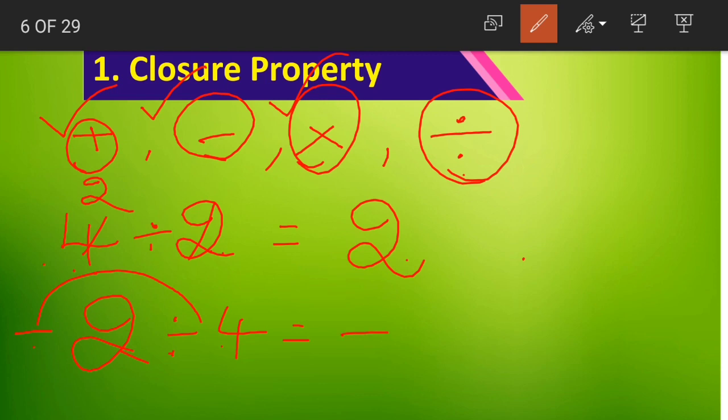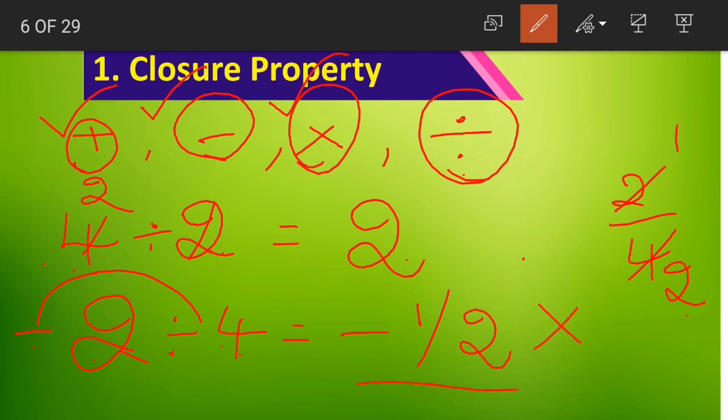And coming to the numbers, what is 2 divided by 4? 2 ones are 2, 2 twos are 4. What will the answer be? The answer will be minus 1 by 2. Now, is minus 1 by 2 an integer? No, minus 1 by 2 is not an integer. So, division of integers does not follow the closure property. Understood? Only addition, subtraction and multiplication of integers satisfy the closure property.